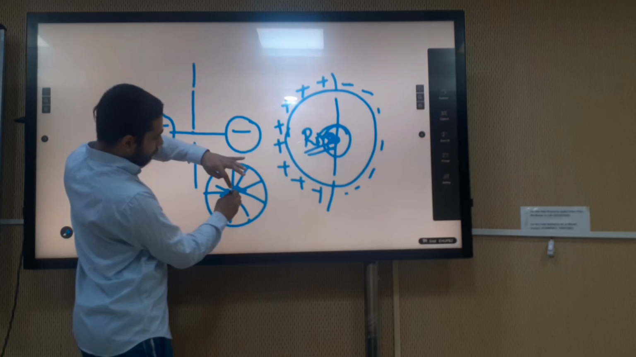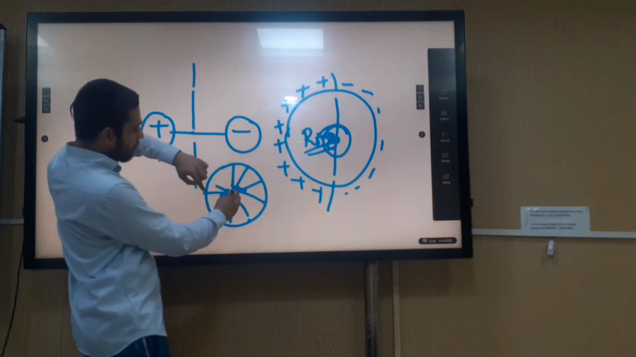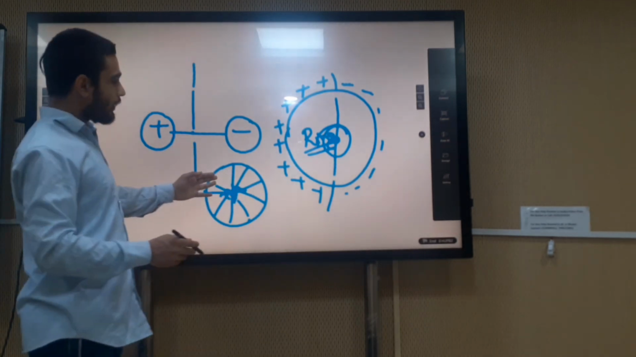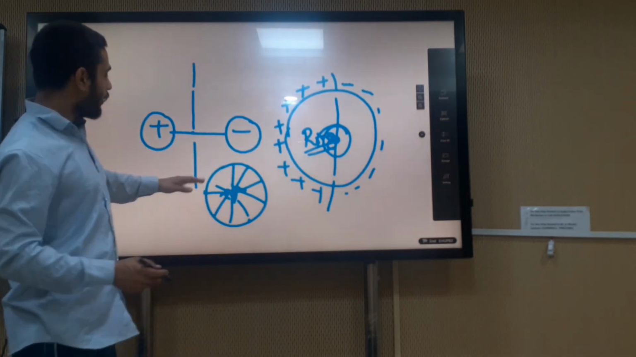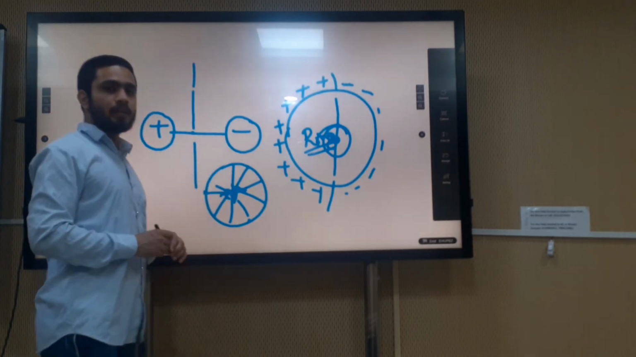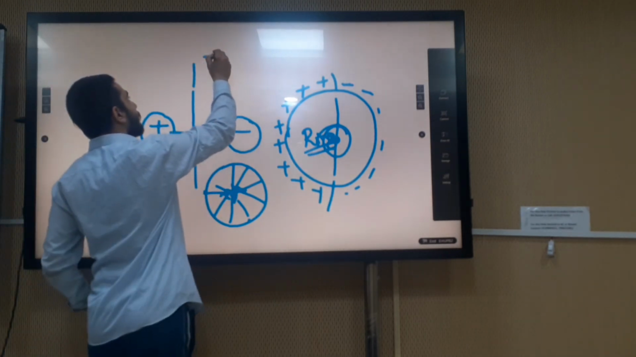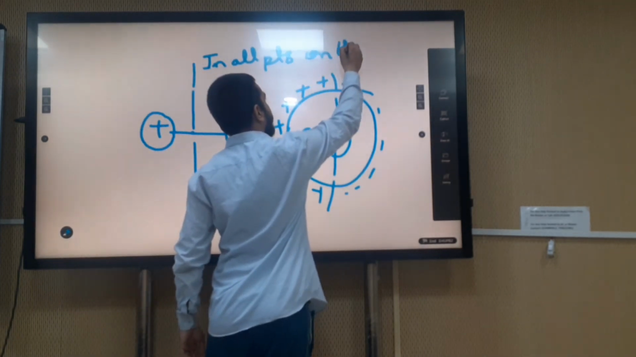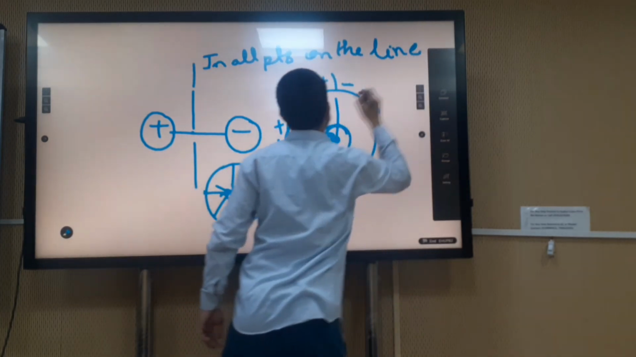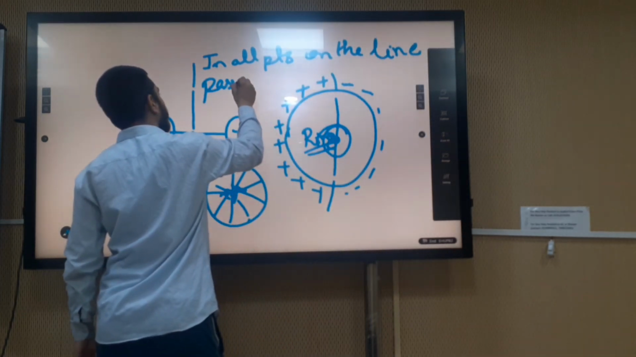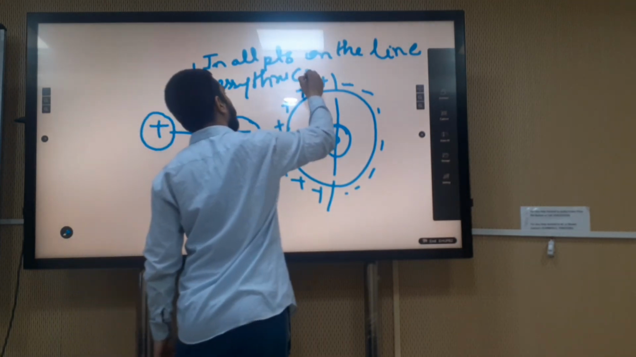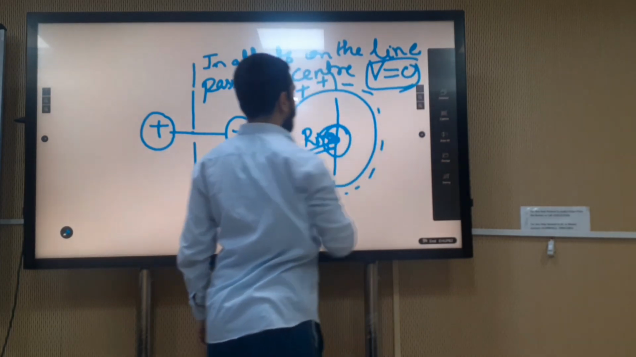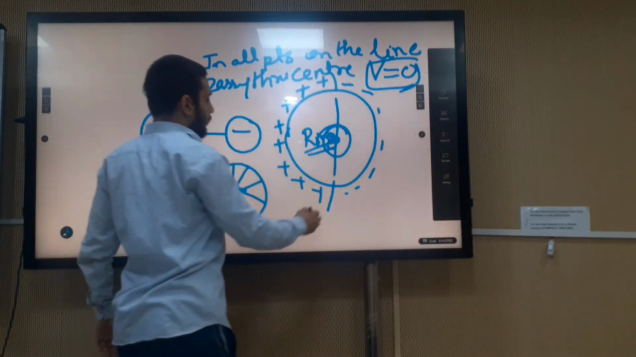So suppose that this negative sign, the length is same, and because of this positive, the length is also same. So if we move inside the plane, or if we go outside the plane, or in all the places, the electric potential will be 0. So in all points on the line passing through the center, the value of potential is 0. Okay, so the value of the potential in all the points will be 0.